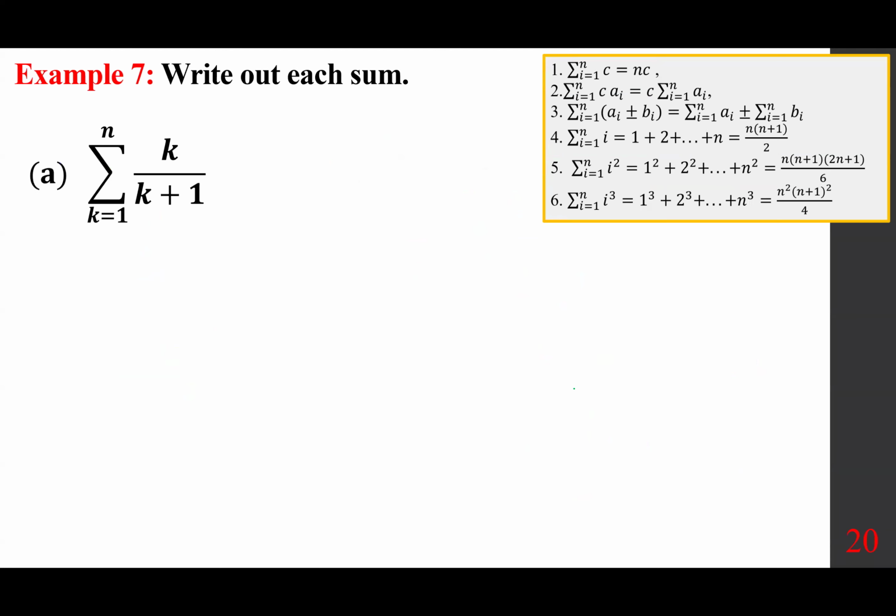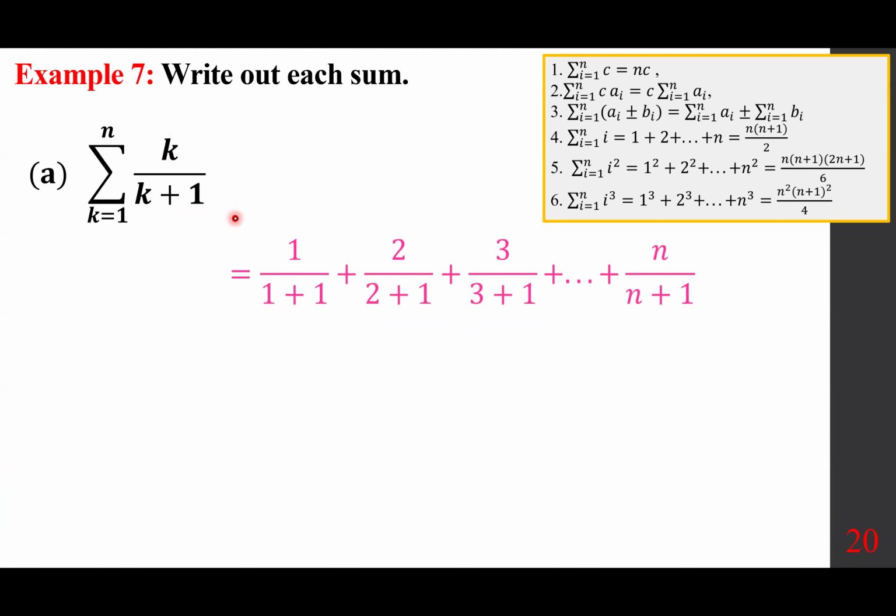All right. Let's go with this example, summation of k over k plus 1, k goes from 1 to n. So first you replace the k with 1. You get 1 over 1 plus 1. Then 2 over 2 plus 1. 3 over 3 plus 1. And all the way to n over n plus 1. So write out each sum. We're just writing it out. That's all they're asking.